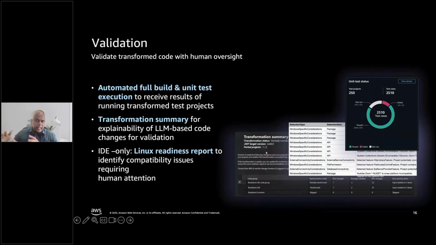And we are also providing a transformation summary, which is a natural language summary of all the repos and the projects, the files that we modified, the APIs that we changed. And if there are build issues, we are able to provide those build issue summaries as well.